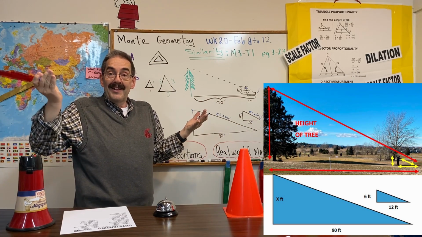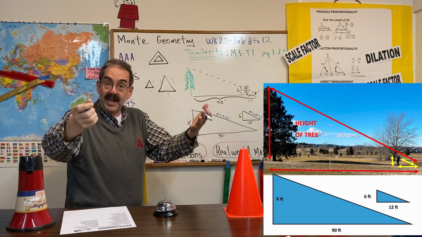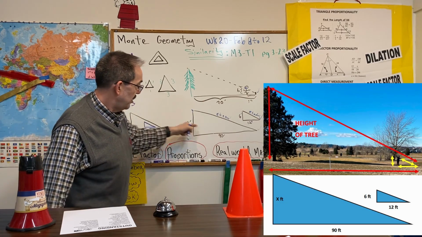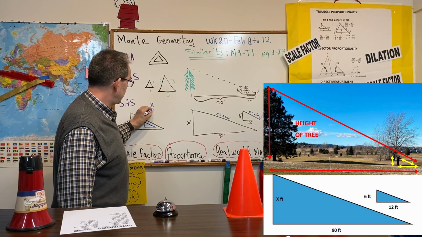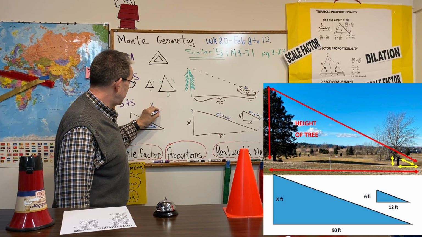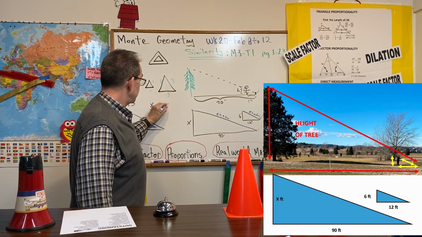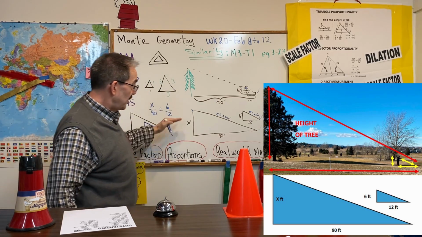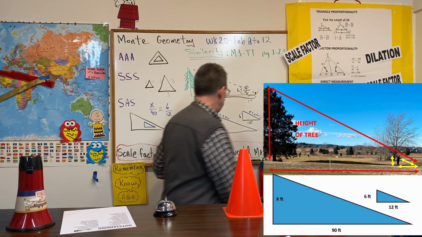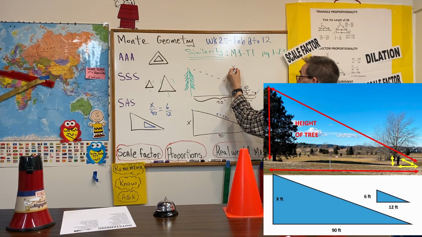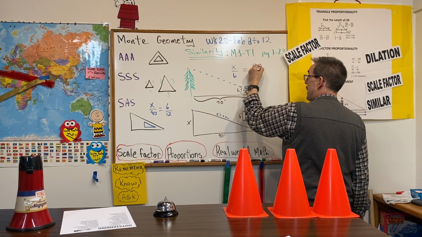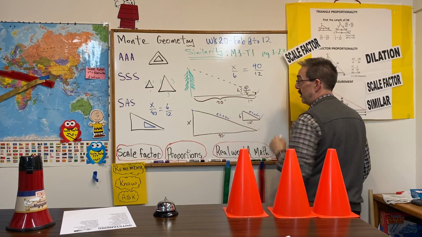We got it. Proportions, scale factor. It doesn't matter which direction you go. You want to go this way, X to 90 is 6 to 12. You want to go this way? We can do that. X to 6 as 90 to 12.